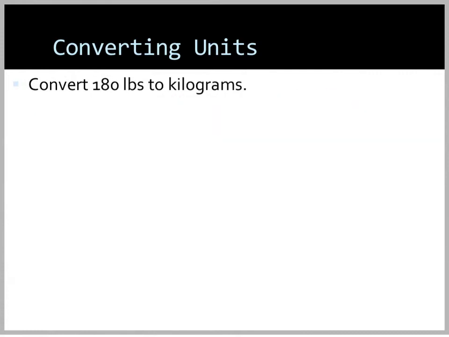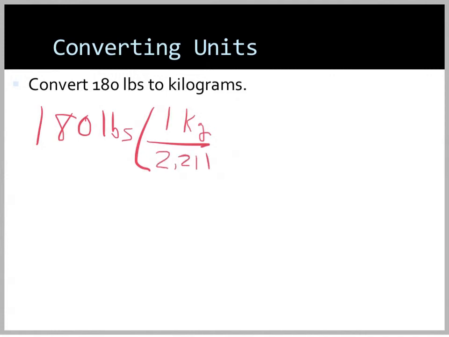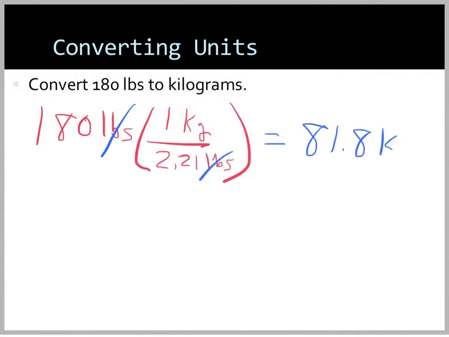Or I can convert 180 pounds into kilograms. So 180 pounds, and I know that 1 kilogram is 2.21 pounds. So the pounds cancel out, and I end up with 81.8 kilograms.